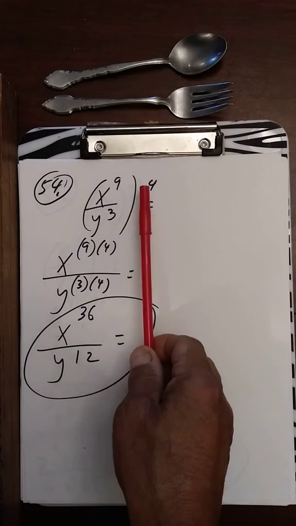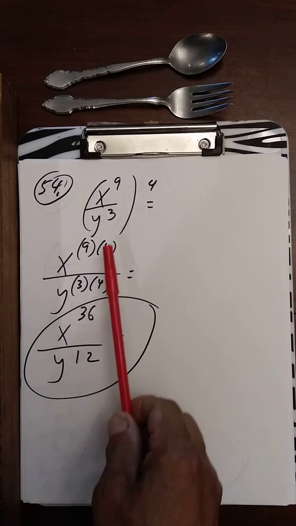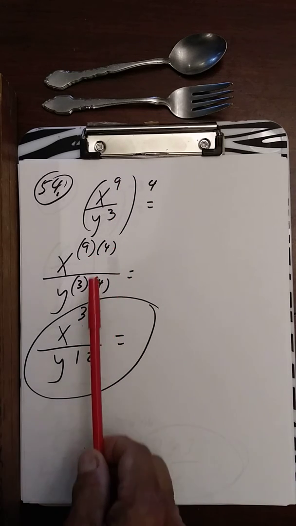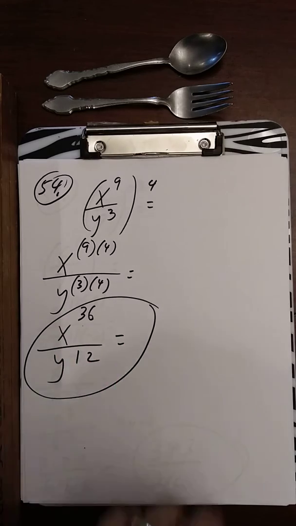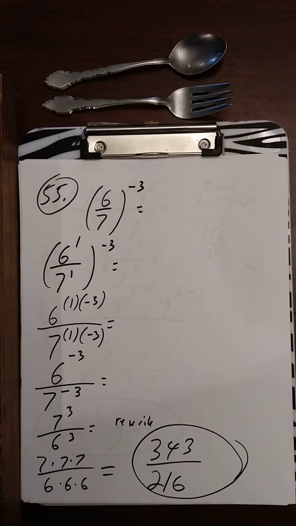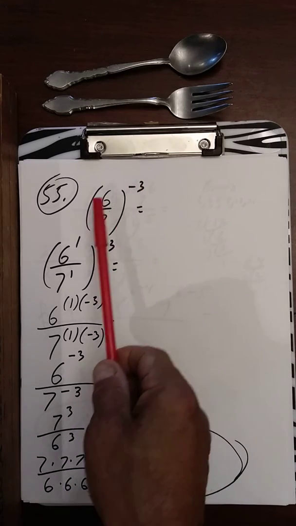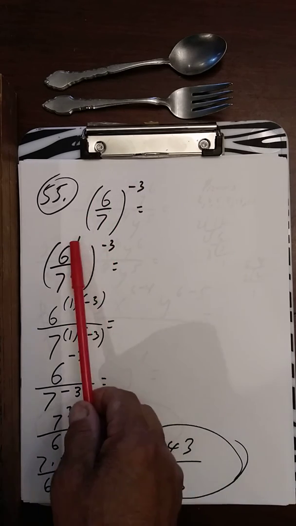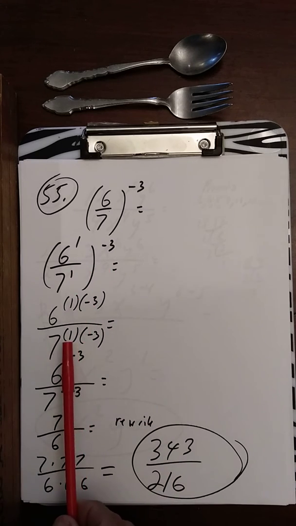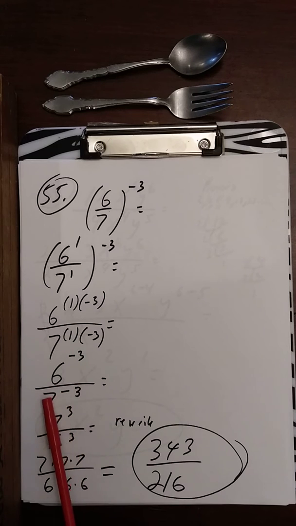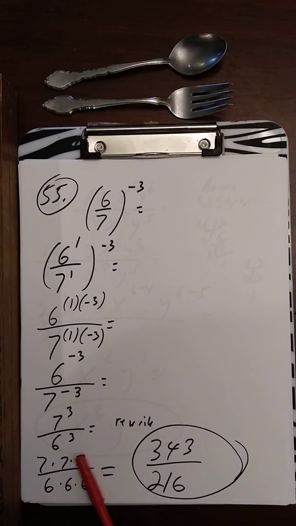Multiply, 4 times 9, 4 times 3. So 9 times 4, 36, 3 times 4 is 12, and we're done. Leave it there. Negative 3, put a 1, negative 3 times that, negative 3, and negative 3 times that, negative 3. So we have 6 to the negative 3, 7 to the negative 3, rewrite it like this. So now we have 7 times 7 times 7, 343, 6 times 6 times 6, 216.